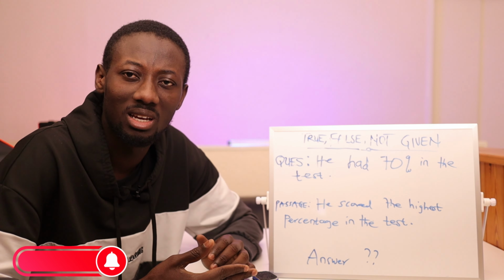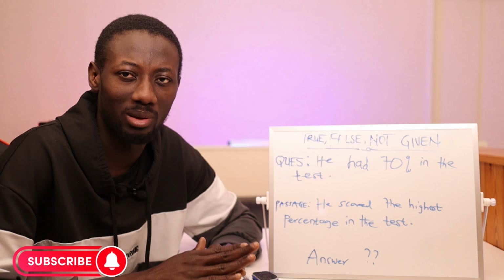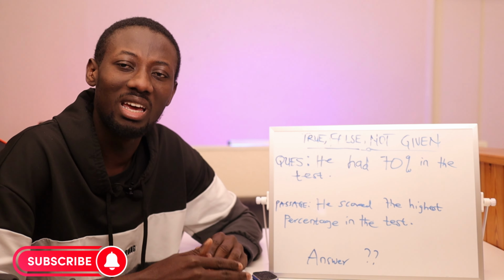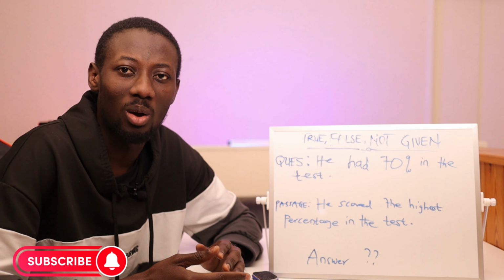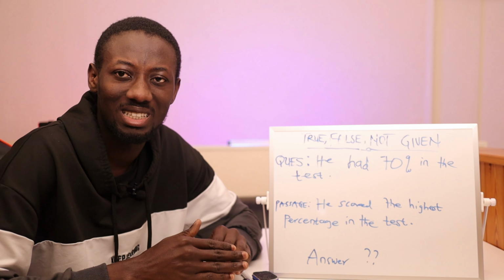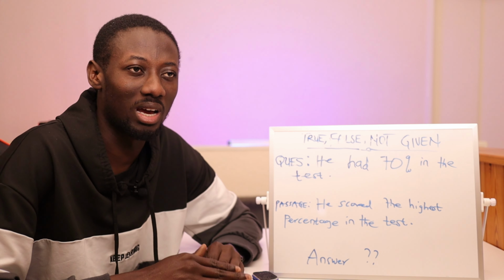But when we went to the passage, there is nothing mentioned that shows whether he has 70% or he didn't get 70%, because all we saw in the passage was that he had the highest percentage, but we can't tell whether that percentage was 70% or not. So in that instance, the answer is what? Not given. Please, do you get me? So the answer is not given.